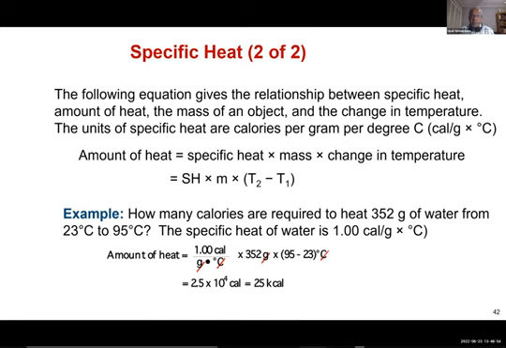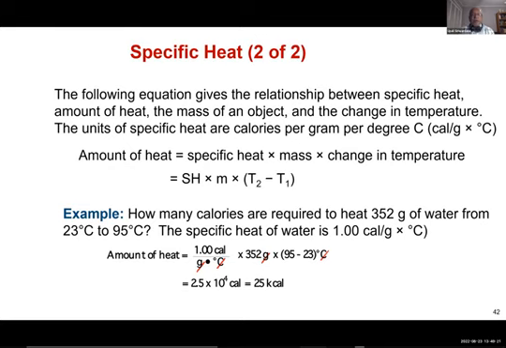SH means specific heat. Small m means mass. Big T2 minus big T1. Big T is the temperature. T1 is the initial temperature. T2 is the final temperature.